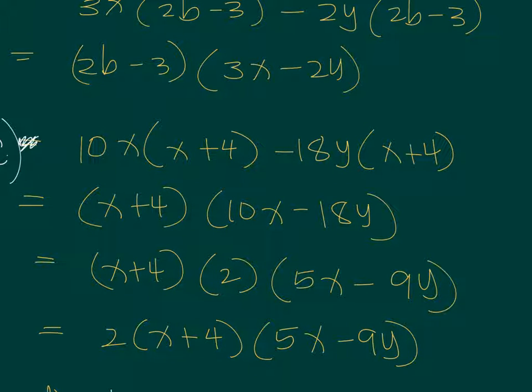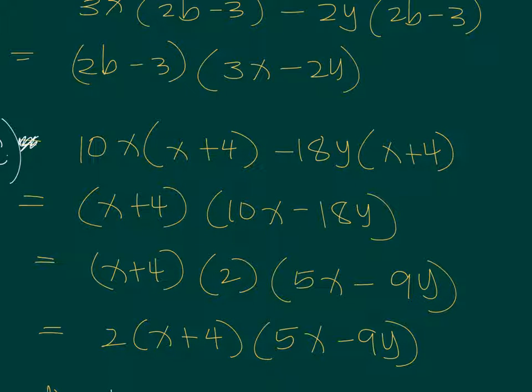If you look at 10x times x plus 4 minus 18y times x plus 4, you could see that the common factor is x plus 4. So you factor out the x plus 4. So this is your x plus 4. And then after doing that, you have 10x remaining. So you write the 10x. And then for the second group, you have minus 18y.